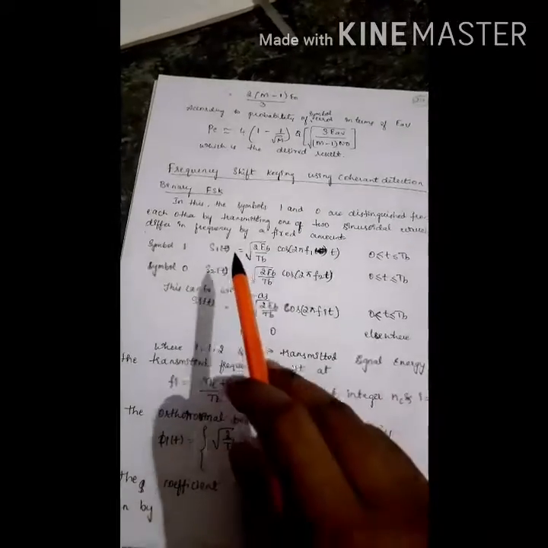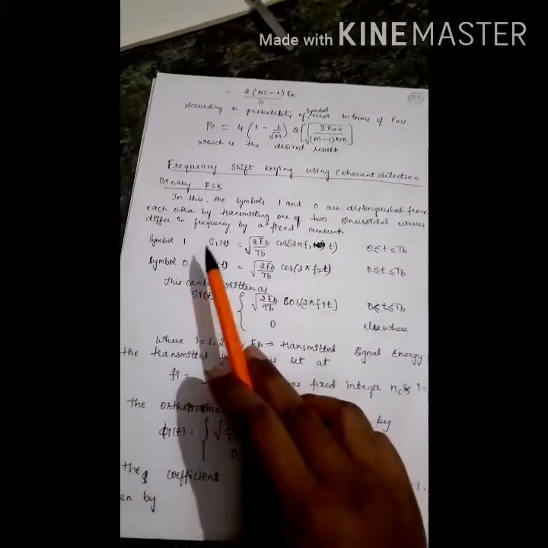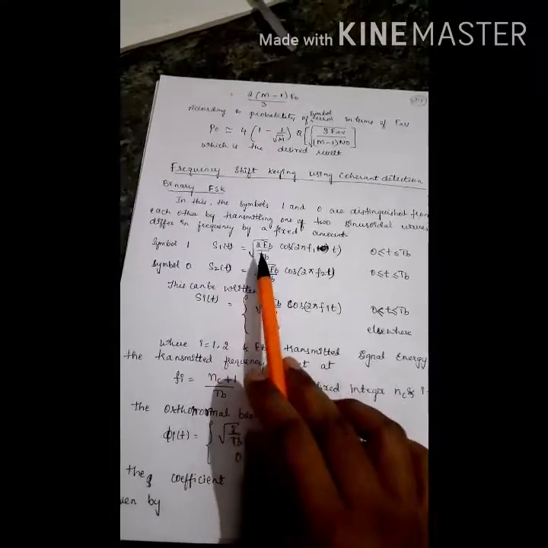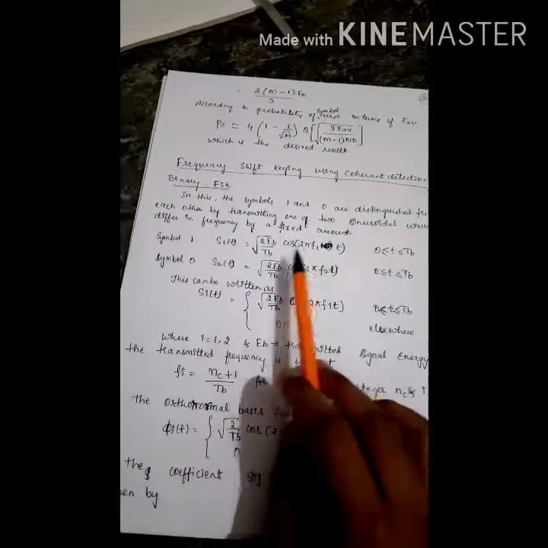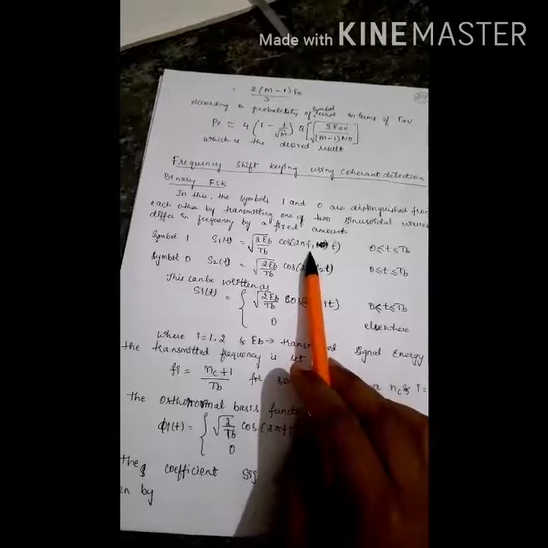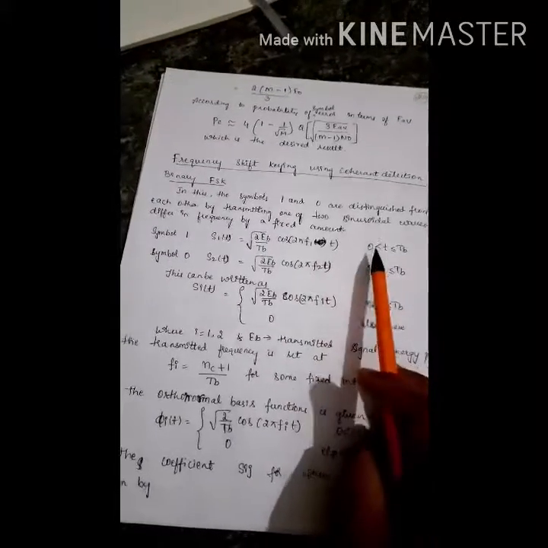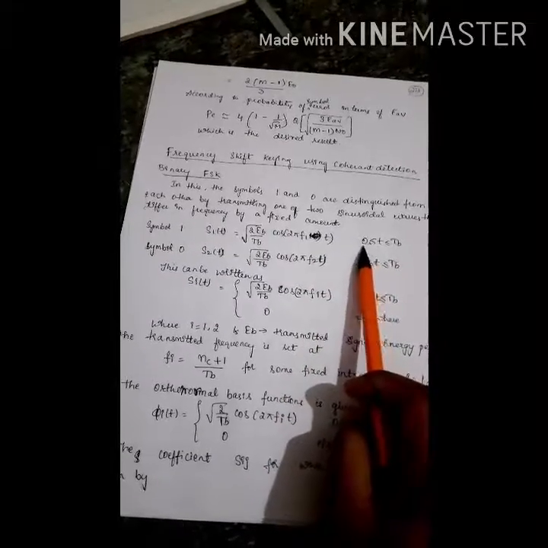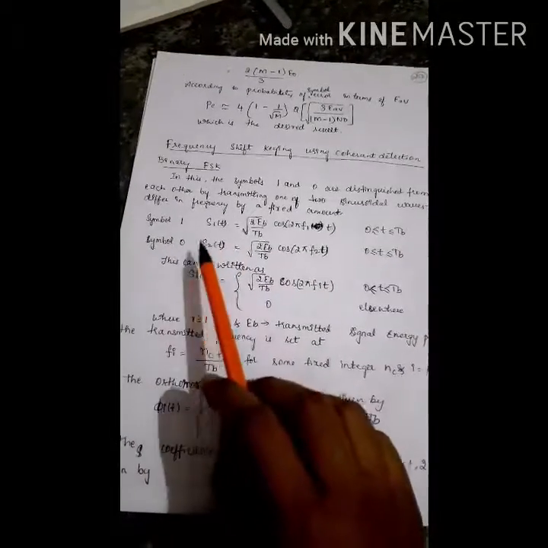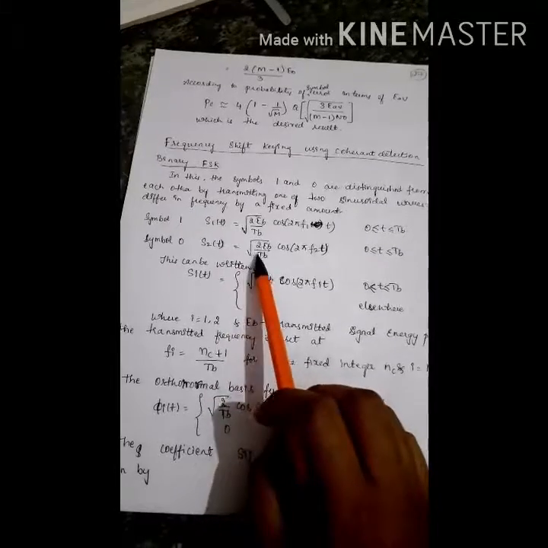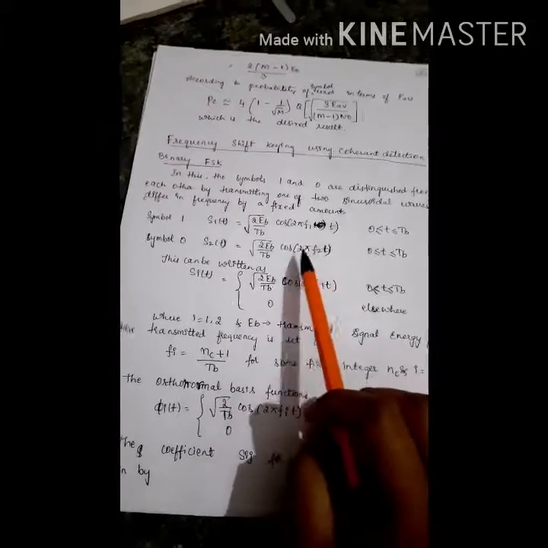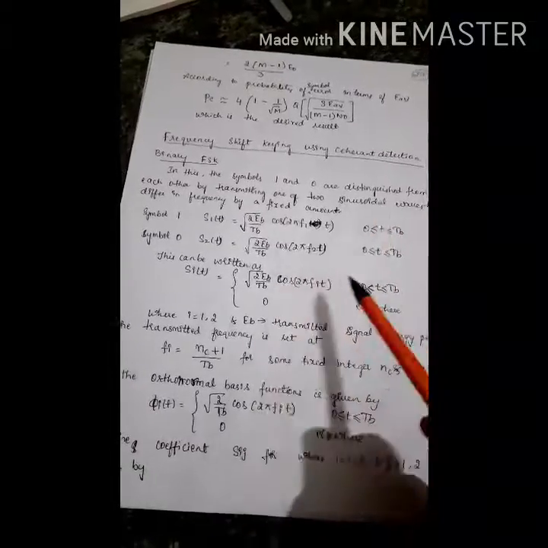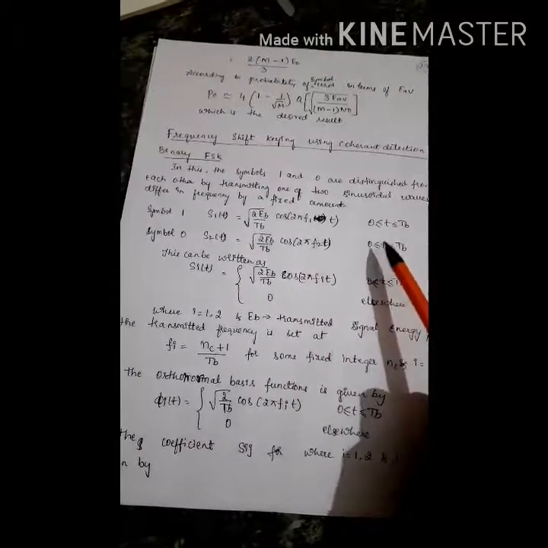The symbol S1, that is symbol 1, S1 of t is equal to square root of 2 EB by TB cos 2 pi F1 t. Therefore the bit duration t is calculated over the duration 0 to TB, and for symbol 0 we write S2 of t is equal to square root of 2 EB by TB cos 2 pi F2 t. So here also t varies between 0 and TB only.